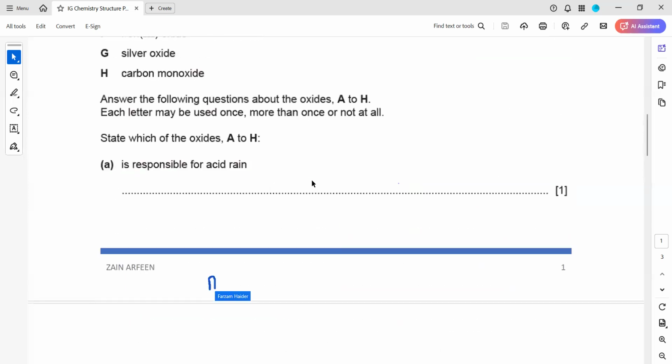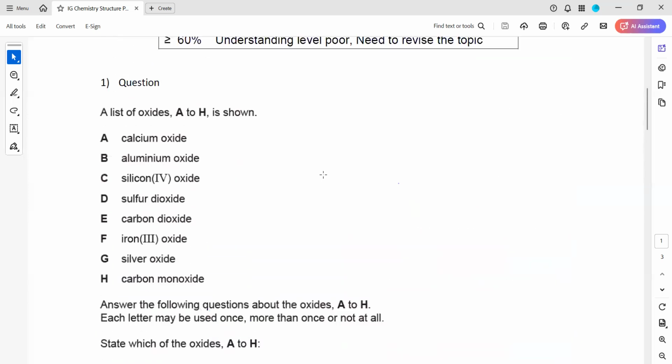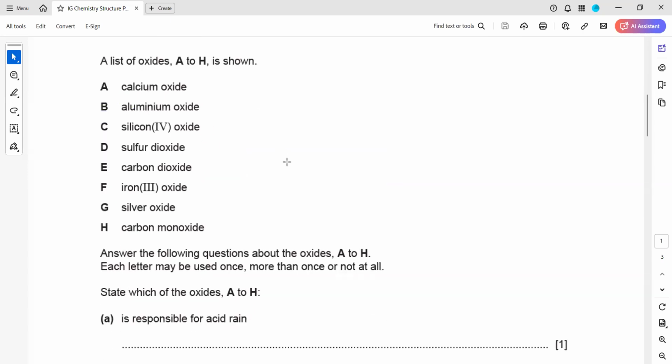Is the main constituent of the bauxite? So bauxite is the ore of aluminium, and it mainly contains aluminium oxide and iron oxide as well, but the main constituent of the bauxite is aluminium oxide.